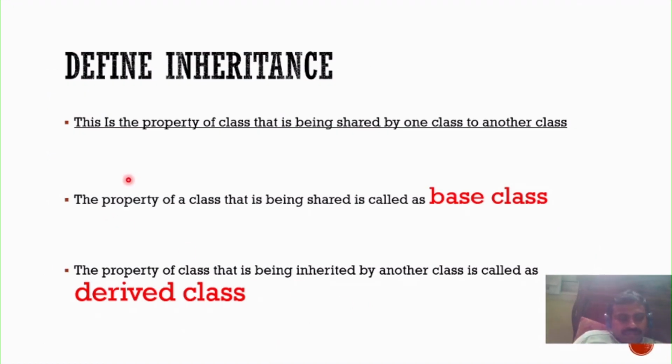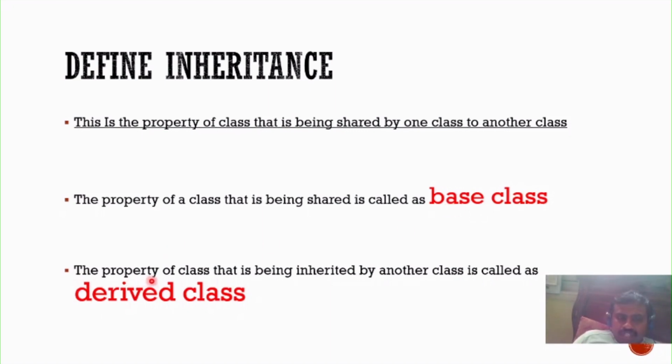Define inheritance. This is the property of a class that is being shared by one class to another class. What type of properties are we sharing here? We are sharing the characteristics or the features of one class to another class. The class whose property is being shared is called a base class. Means any class in which the characteristics or properties or features of a class are shared, that class is called a base class.